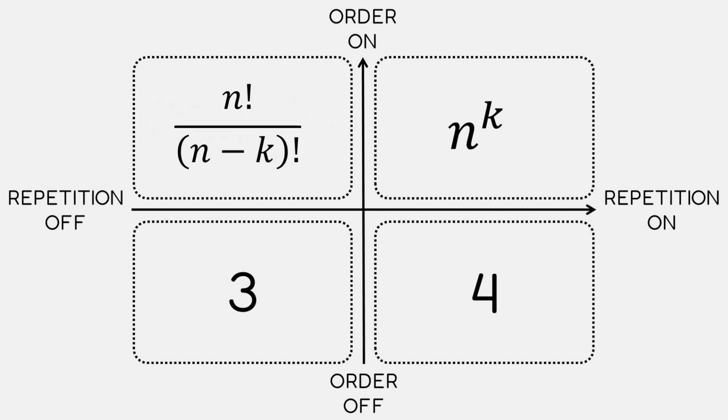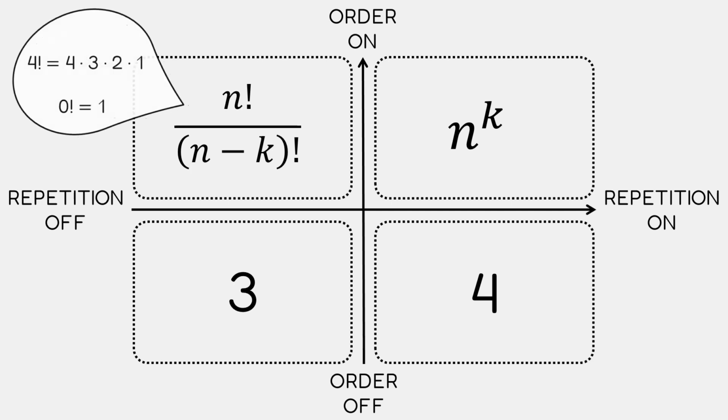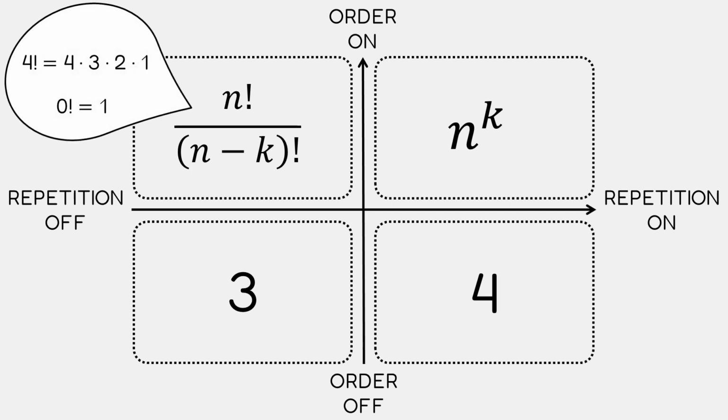with factorials. The factorial of a number is shown with an exclamation mark and is defined as the product of that number and all the natural numbers before it, down to 1. For instance, 4 factorial is equal to 4 times 3 times 2 times 1. By convention, 0 factorial, which doesn't fit the previous definition, is set to 1. Now that we have the formula for the second quadrant, let's get ready to move on to the third quadrant.